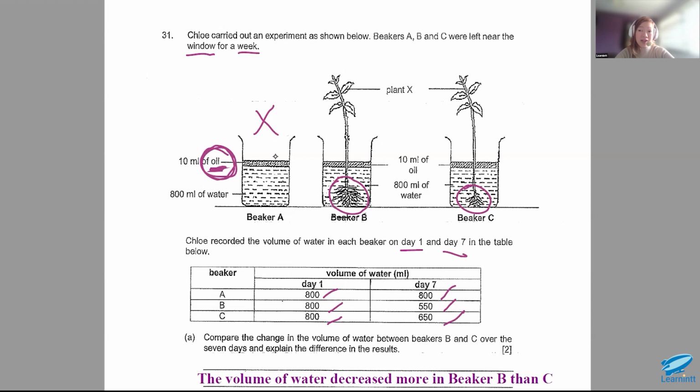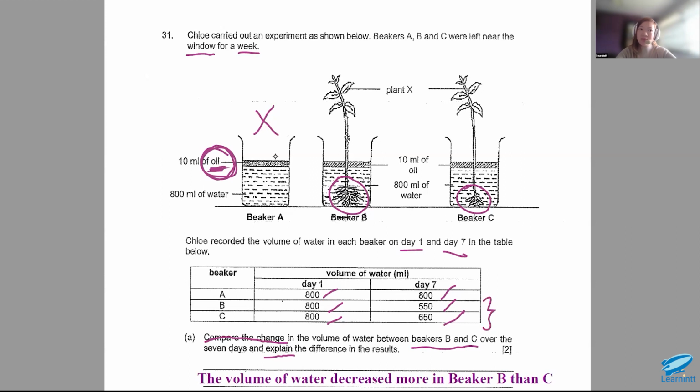Let's look at what question they have for us. Question: compare the change in the volume of water between beakers B and C over 7 days and explain the difference in the results. That's where it comes in. So compare the change in the volume between beakers B and C. We're going to look at it here, and tell us why.